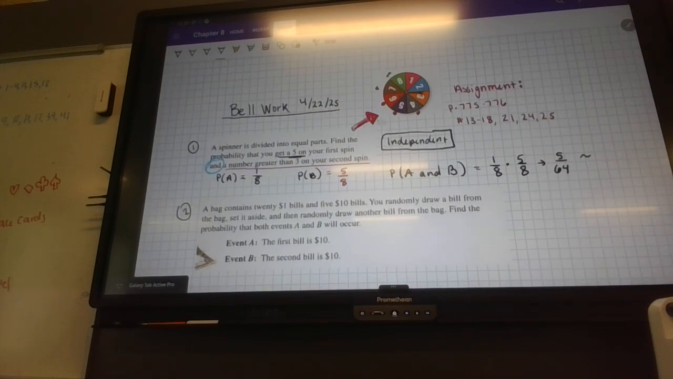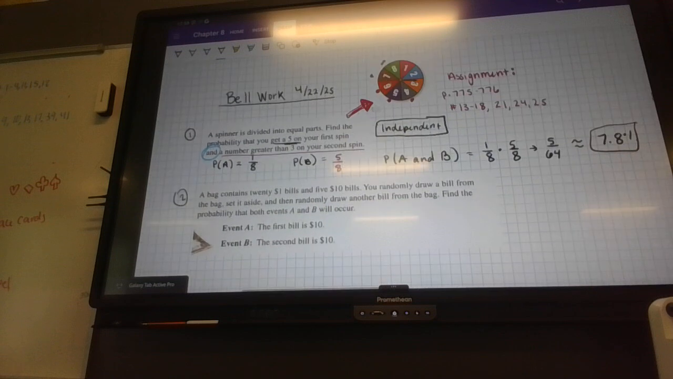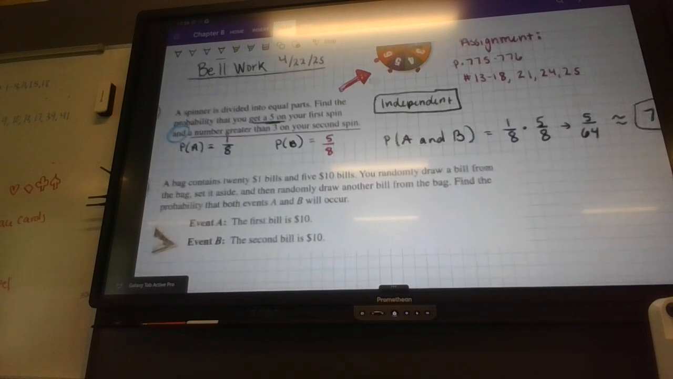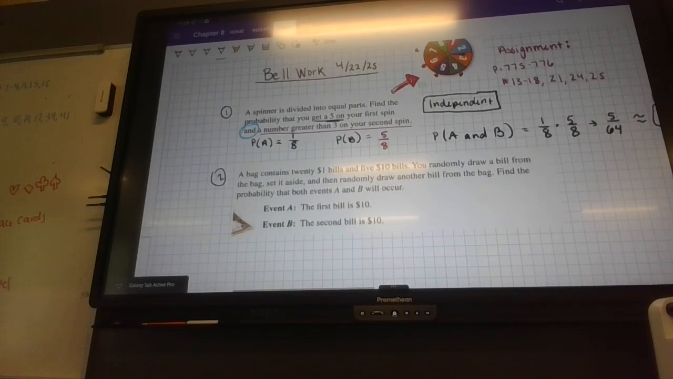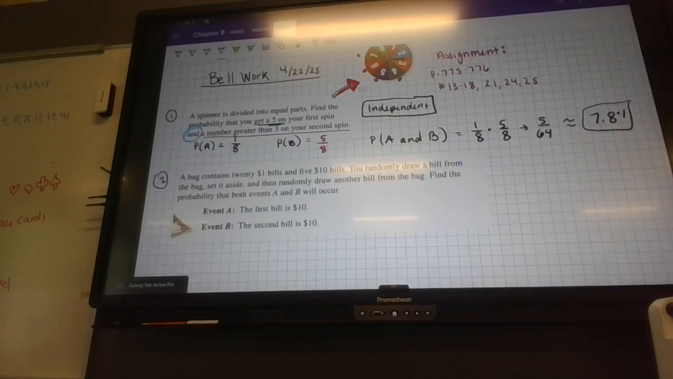In yesterday's assignment, they were taking the fraction. Today, your assignment's asking for the decimal, so go ahead, grab that calculator, divide it. There are some rounding questions, so I hope you're rounding these on your own. You're going to move the decimal 2 places to the right. And that's a 7.8% chance of a 5 first and then a number greater than 3. Unlikely. Yeah, 7.8 there.